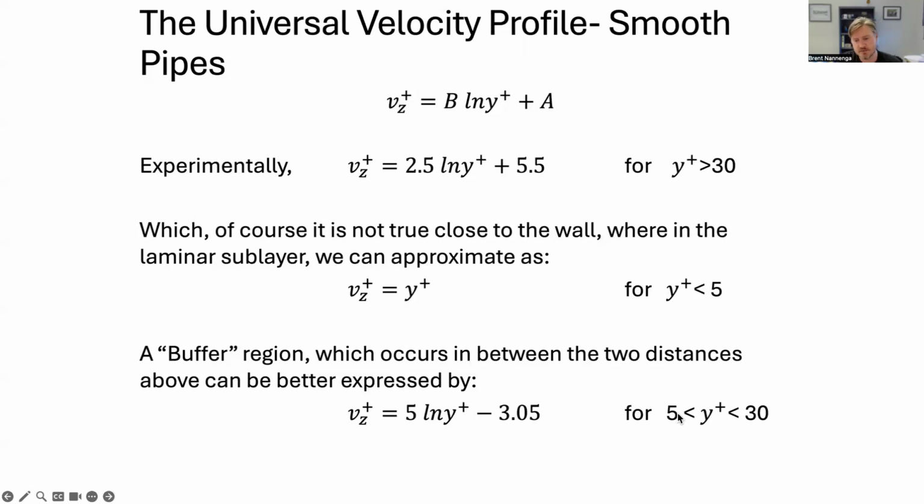And then you're going to have a buffer region between 5 and 30, where empirically this is the equation that was determined.